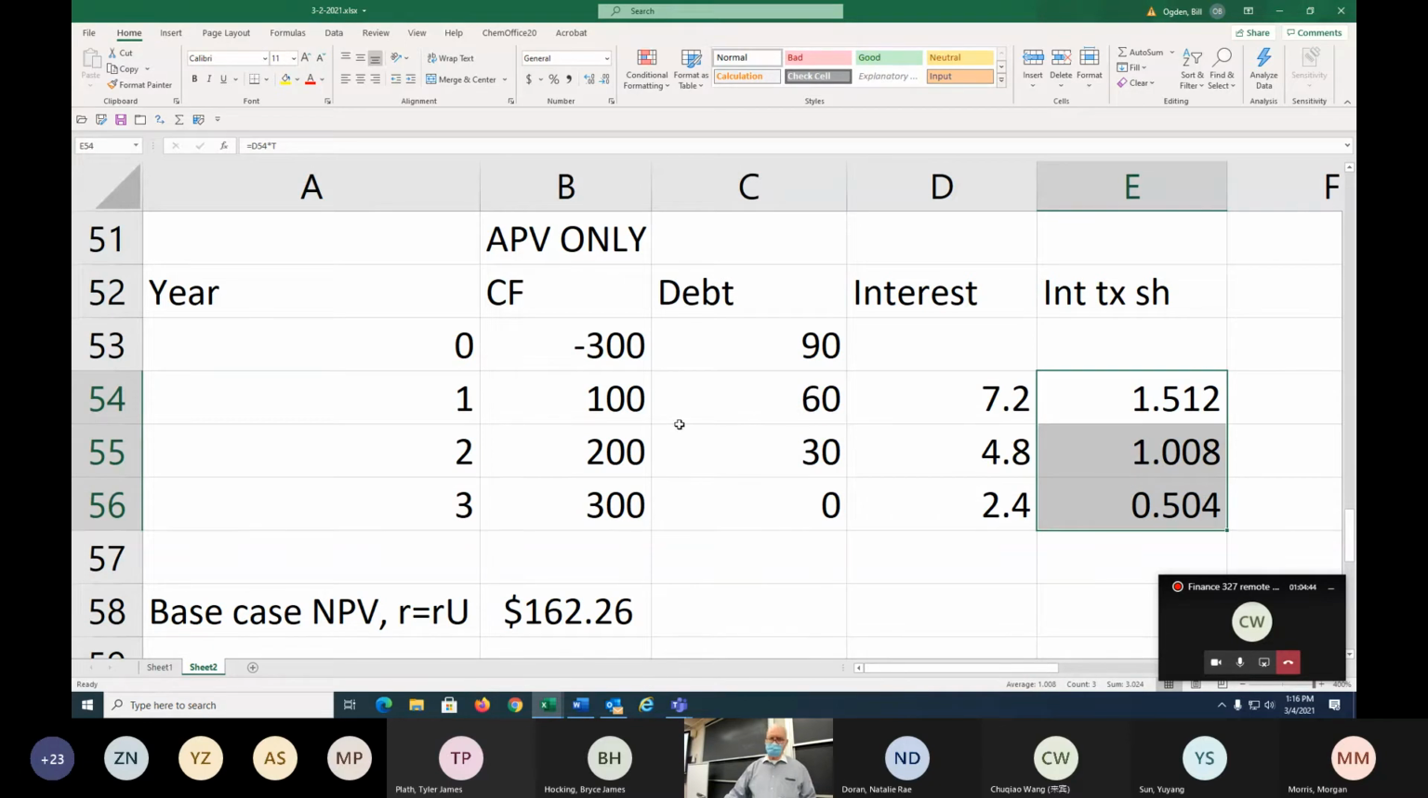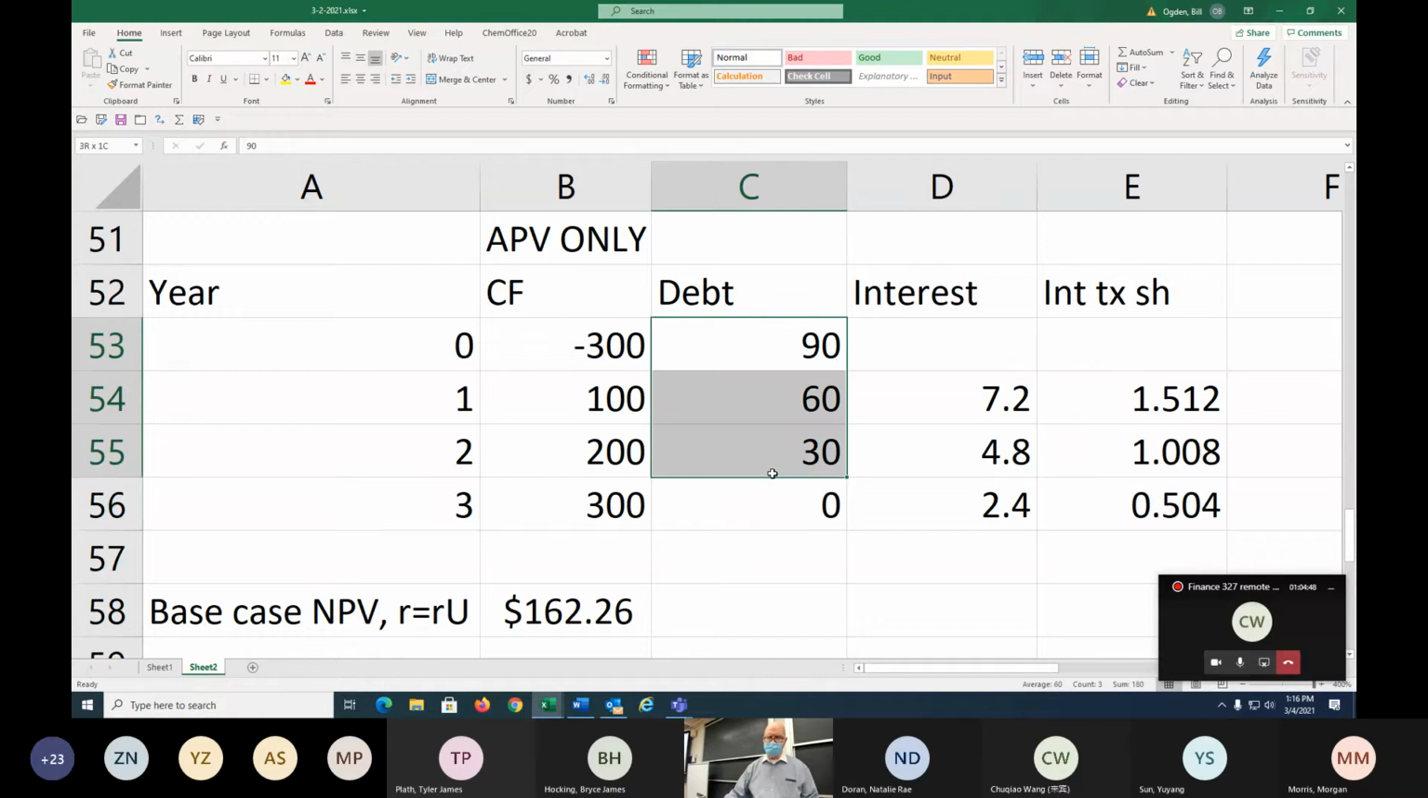Remember, we're trying to see what do they pair up with? The tax shields pair up with what? With the debt this time, don't they? So you can't use RU anymore. They don't pair up with the cash flows. They pair up with the debt, don't they?